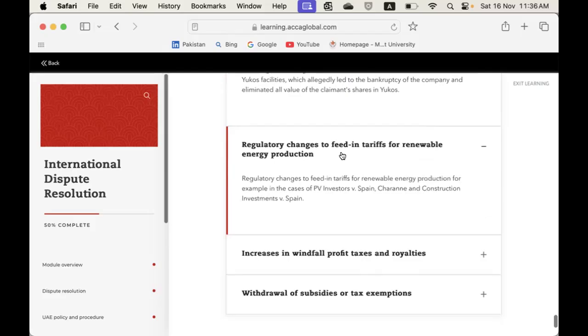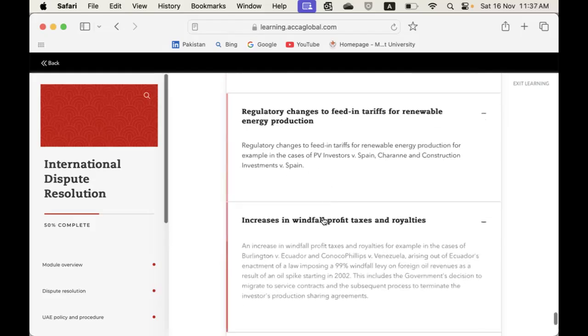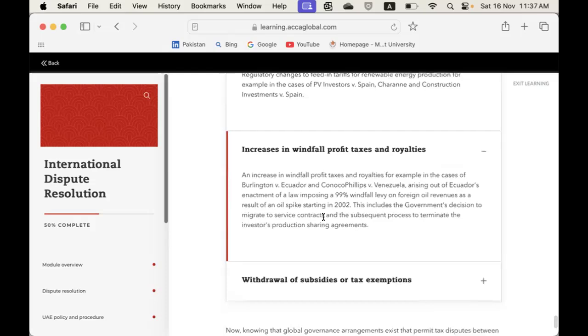Regulatory changes to feed-in tariffs for renewable energy production. For example, in the case of PV investors versus Spain, and Antin Infrastructure and construction investments versus Spain. So these were basically energy related cases that were brought in. Increase in windfall profit taxes and royalties. So does anybody know what windfall profit is?